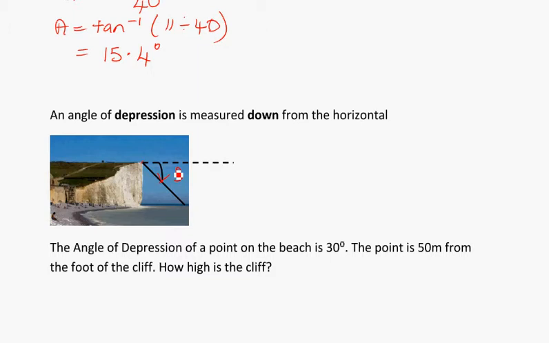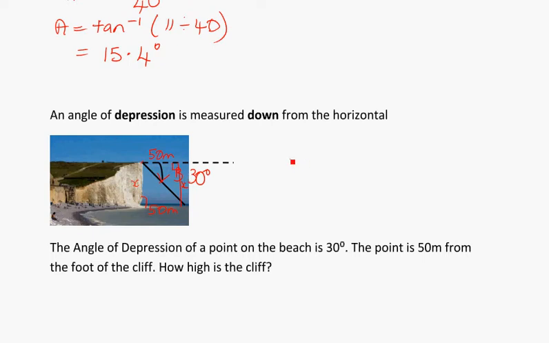Okay, so the angle of depression of a point on the beach is 30 degrees. So 30 degrees. The point is 50 metres from the foot of the cliff. Here we've got 50 metres, and there we have our right angled triangle. Now if that's 50 metres, this will also be 50 metres, and we've got a right angle there. How high is the cliff? So we want to find that, which is in fact that side of the triangle.